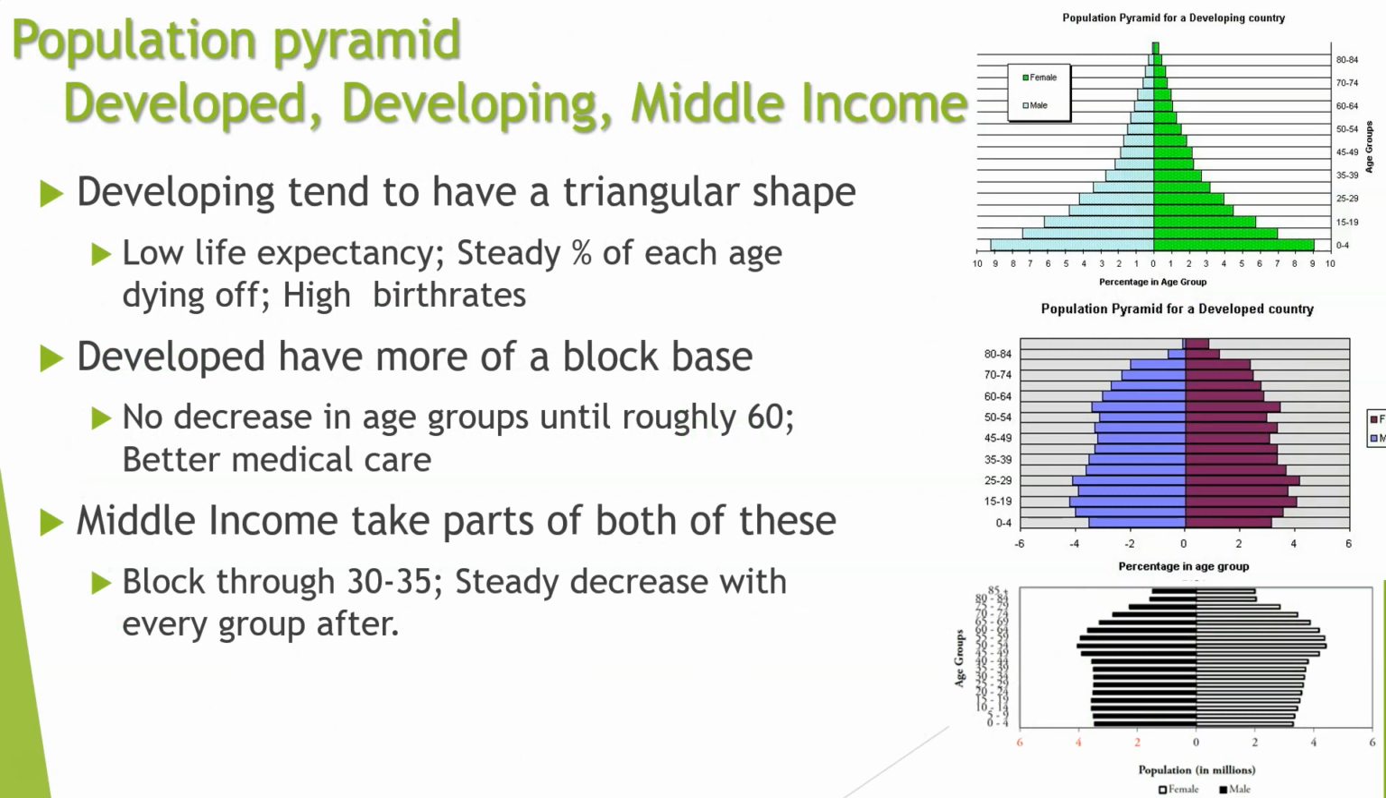Again, developing countries tend to have a triangular shape, low life expectancy, so they might even be a little squatty in their pyramid, a steady percent in each age dying off, so getting smaller as it goes up, and a very wide base with a high birth rate. In developed countries, it's going to be much more blocky, so you're not going to have a significant decrease in age groups until you get to about 60, and then as the percentage of the population in the higher years begins to decline, you'll see it sort of come to some kind of point. Those countries that are in between, the semi-periphery countries, the middle income states, tend to have some elements of both of these.